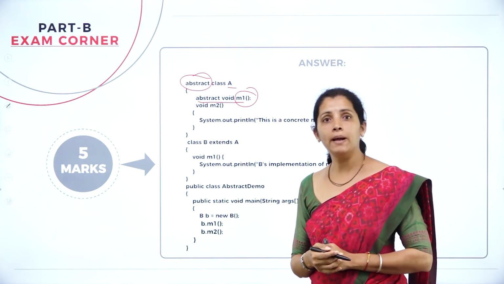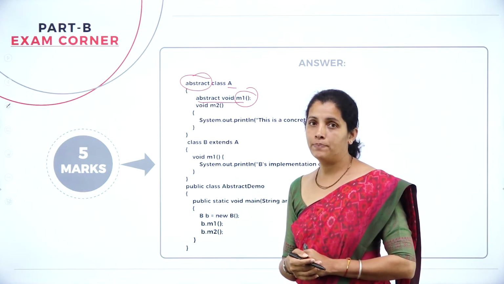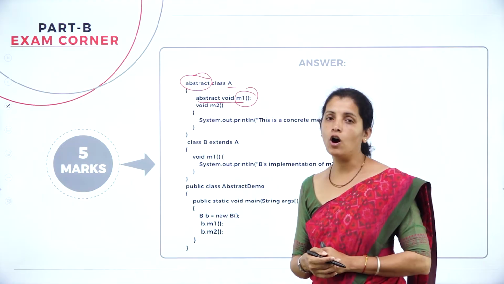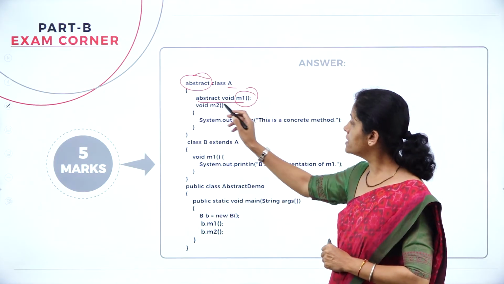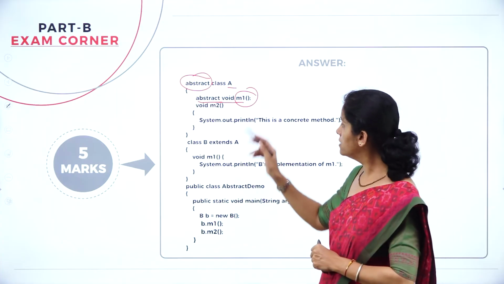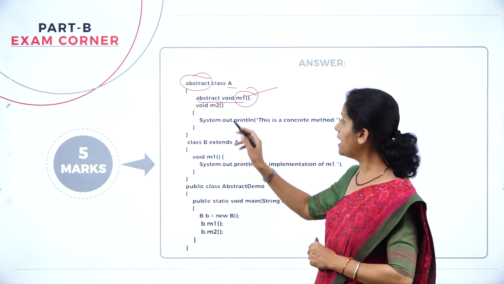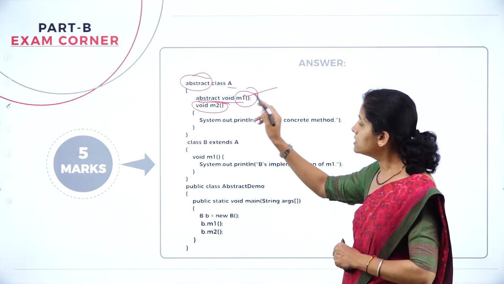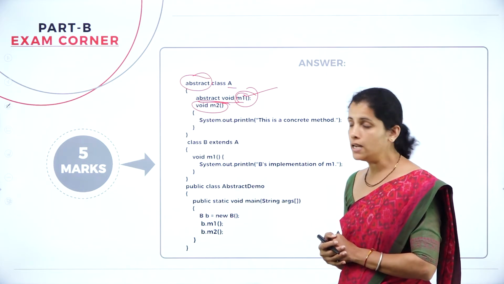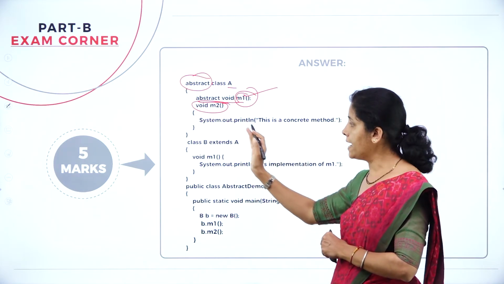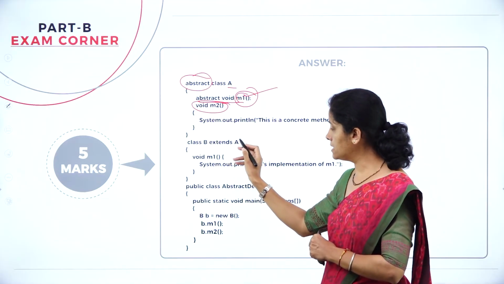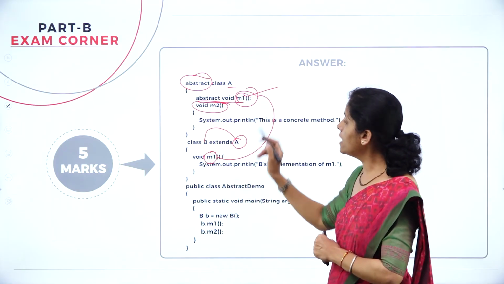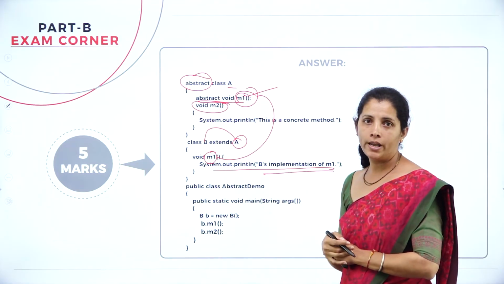So dear student, in my abstract class, I can have an abstract method as well as a non-abstract method. See, this is the example for the abstract method and this is the non-abstract method. Now, suppose I want to implement M1, then I must extend A in B. See here, I'm going to extend A in B. Now, for this M1, I'm going to write the body.